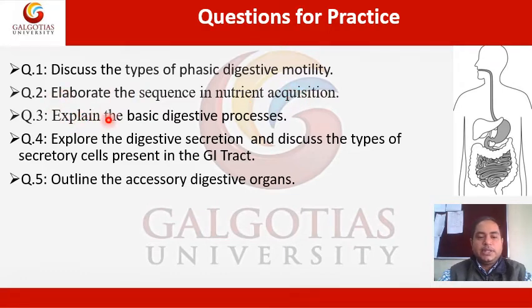You should explain the basic digestive processes. I have given you an idea about the digestive secretion, so you just explore the digestive secretion and discuss the types of secretory cells present in the GI tract. And another question is you have to outline the accessory digestive organs.